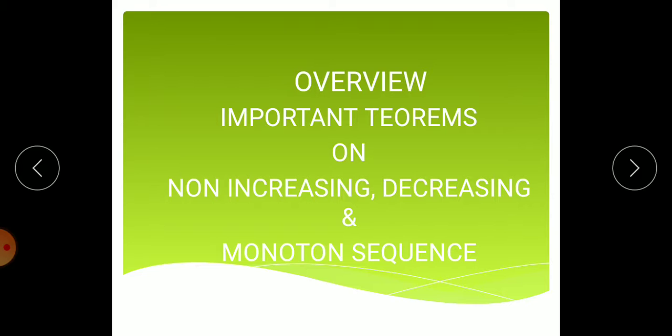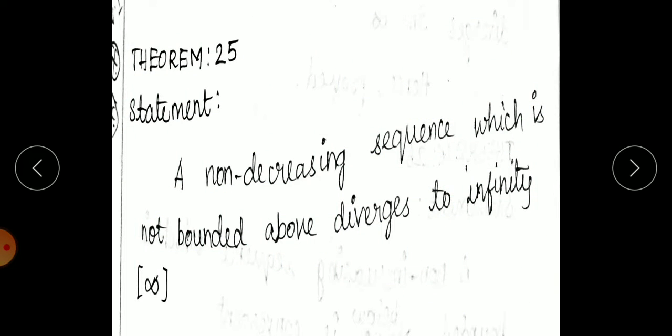In the last class, we had seen the definitions of non-increasing and non-decreasing sequence as well as the monotonic sequence. Today, we are going to see some important theorems based on the definitions. See the first theorem, it's very important. A non-decreasing sequence which is not bounded above diverges to infinity. So we are taking the non-decreasing sequence that is also not bounded above. So that should diverge to infinity.